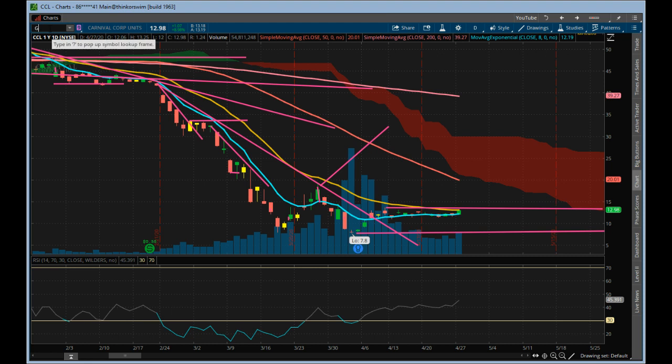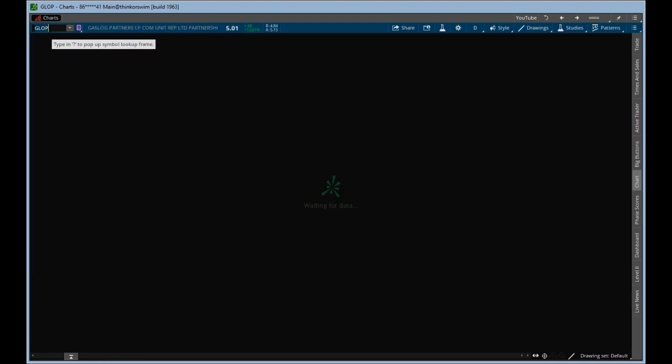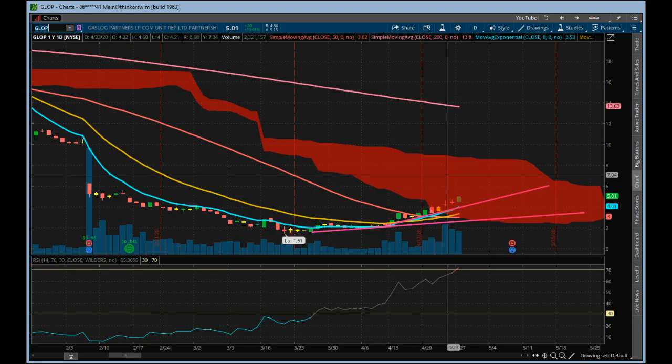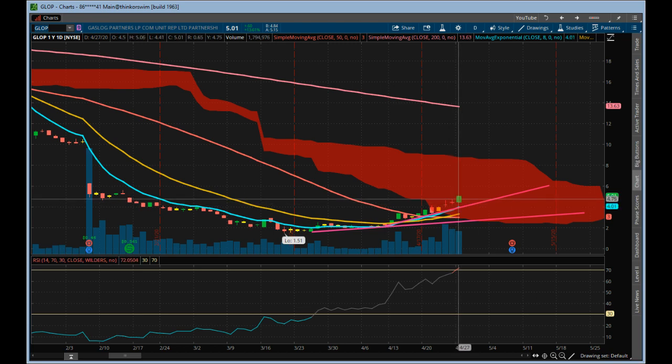And then GLOP. Yeah, this is a good one. I know you mentioned this one yesterday, I believe, and it's getting some nice follow through to the upside today. A little declining volume, but that doesn't mean it's not working its way up. So good stuff on that.